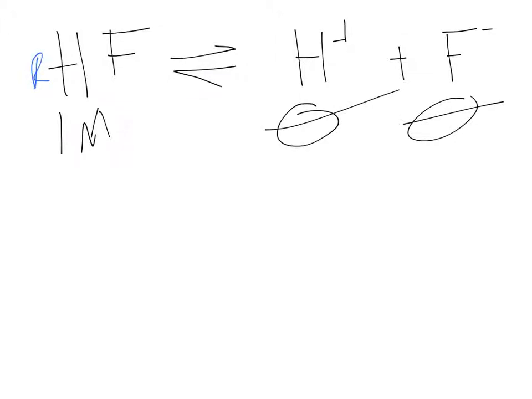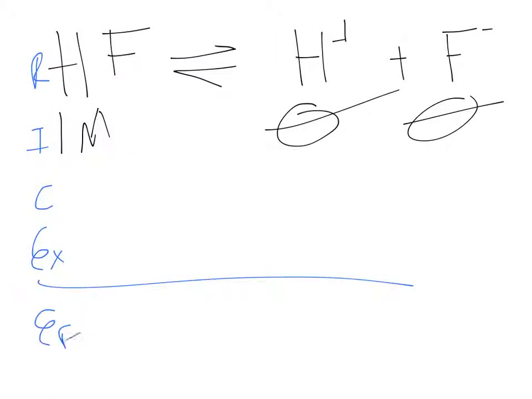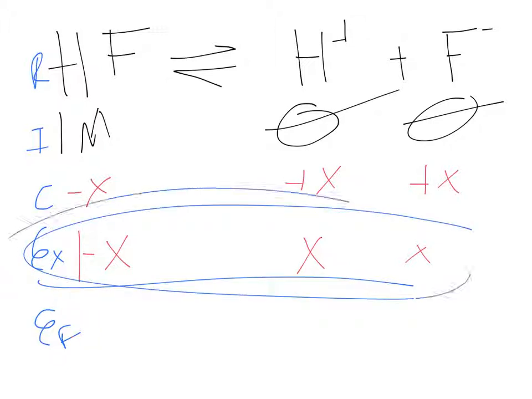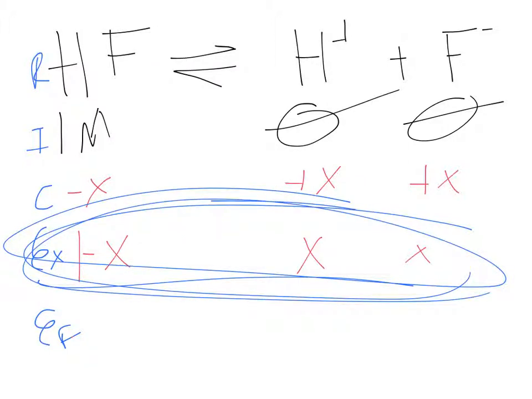Okay, so first of all, this is R, this is I, this is C, E, and then EF. So, we know that this is going to be minus X, plus X, plus X, and then we have 1 minus X, X, and then X. Everybody with me? This is just a RICE table. Well, here's the problem. Do I have any value at equilibrium? No. I sure don't. So, if you don't have anything at equilibrium, you must plug this into K to solve for it.